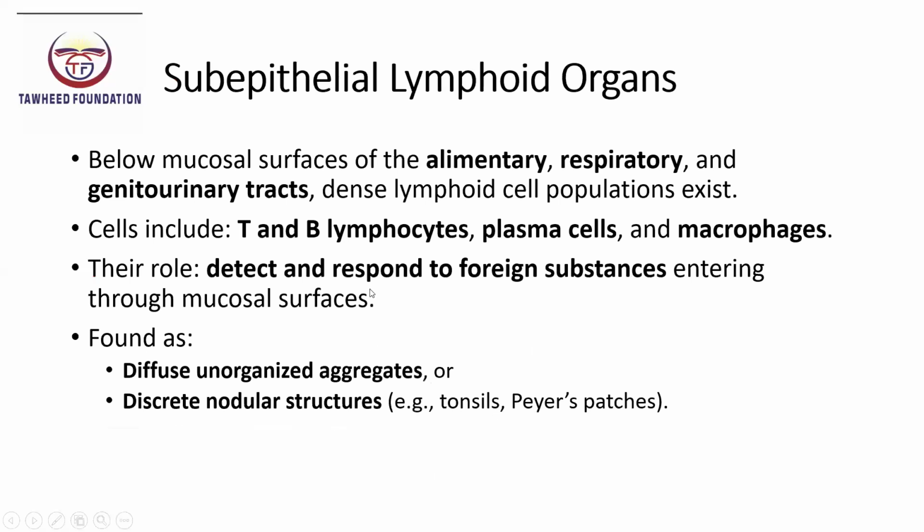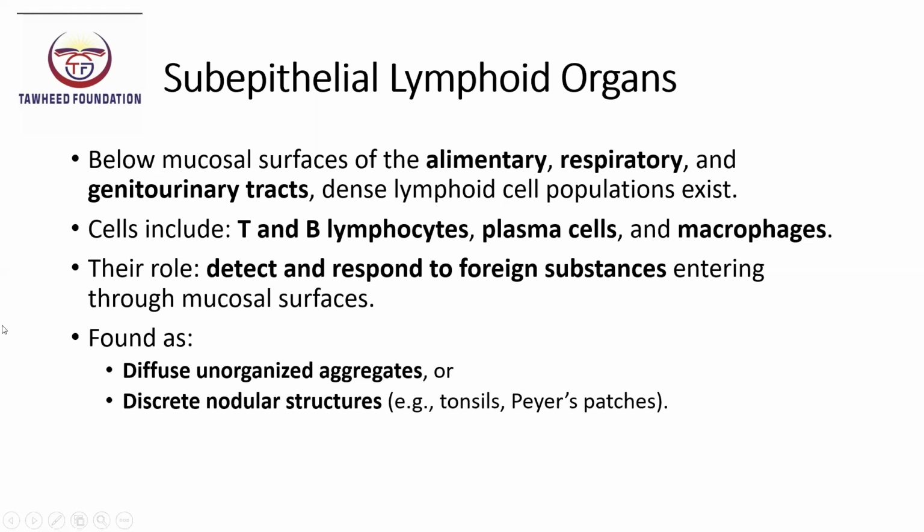Next is subepithelial lymphoid organs. Beneath the mucosal surface of our body, especially in the alimentary canal, respiratory tract, and genitourinary system, there are dense collections of immune cells known as subepithelial lymphoid organs. These include T lymphocytes and B lymphocytes, plasma cells, and macrophages. Their main function is to detect, trap, and respond to any foreign substances that enter through these mucosal surfaces, which are the most common entry points for pathogens.